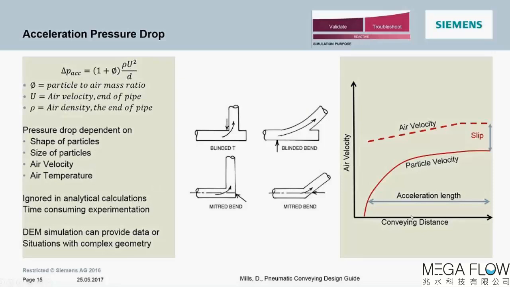So from the entrance to the end of this system, there is a slip velocity that changes with the air velocity as well as the particle velocity as they are accelerated in the acceleration length. So if you ignore the pressure drop that is calculated due to the varying slip velocity, one might end up designing these systems with higher power than is necessary. In such situations, DEM can provide data for such complex geometries as well as accounting for the dense particles that are flowing through the system.